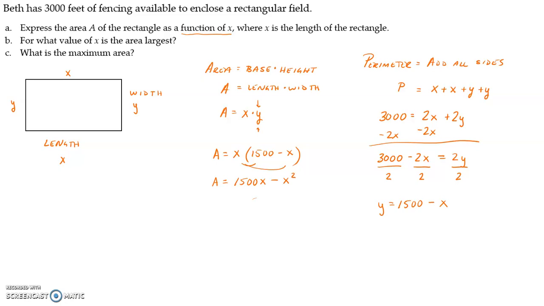Or some people might like to have their x squared term first, and that's fine. We can always reorder this. Just make sure that you keep the signs the same on each of your terms. So I've got negative x squared plus 1500x. Right, so any of these three options would be okay in this scenario.